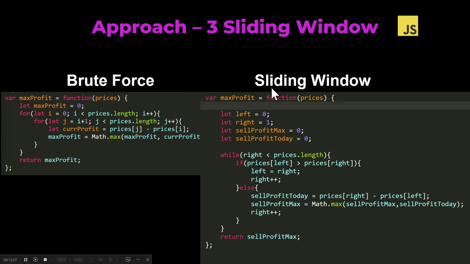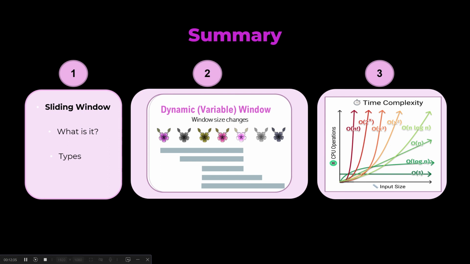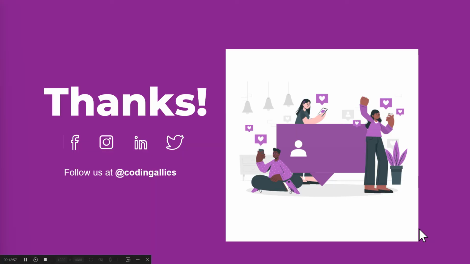As you can see here, the sliding window approach significantly improved the time complexity from O of n squared to O of n. So in summary, in this video we learned what sliding window is, where it is used, and the types of the sliding window. For this particular problem, we used the dynamic variable window approach to solve this problem, and in this way we reduced the time complexity from O of n squared to O of n.